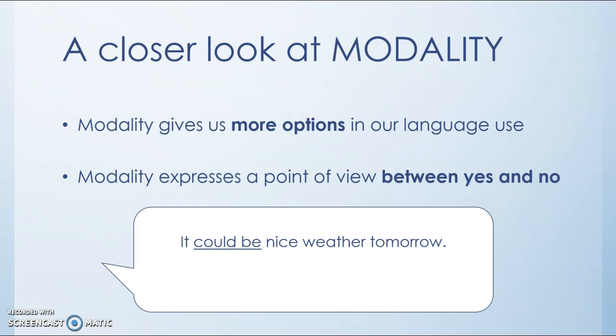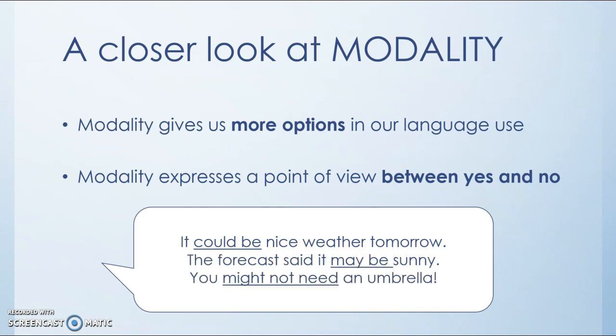It could be nice weather tomorrow. The forecast said it may be sunny. You might not need an umbrella. In these examples, modality expresses how likely something is to happen. What do you think based on these sentences? Is it very likely to be sunny or not so much?